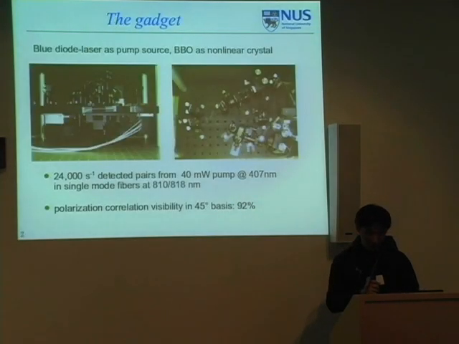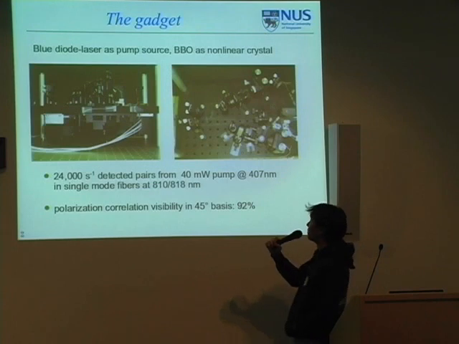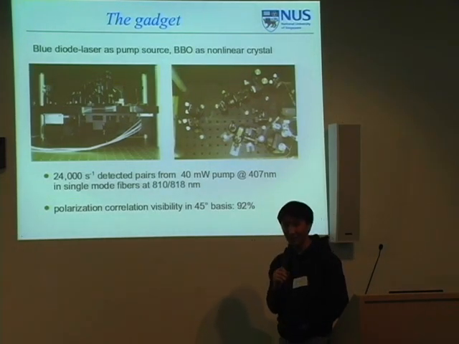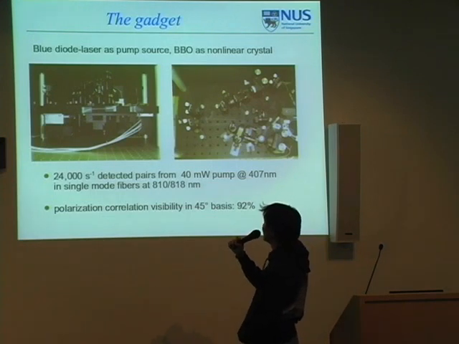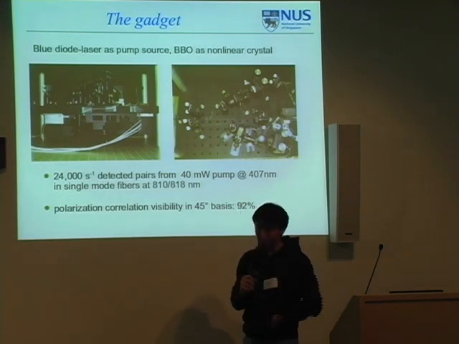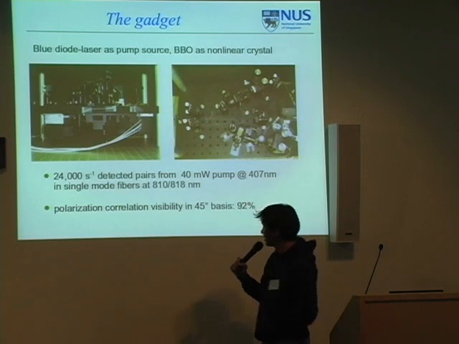So how do we do it in practice? This is one of the gadgets that we have in the lab. We try and make it small enough such that we can carry it outside and do field experiments. Just some numbers: we use a 40 milliwatt blue laser diode, and we can get about 24,000 of these entangled pairs a second.